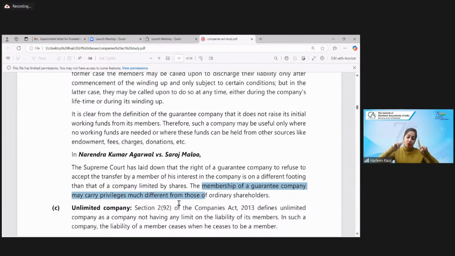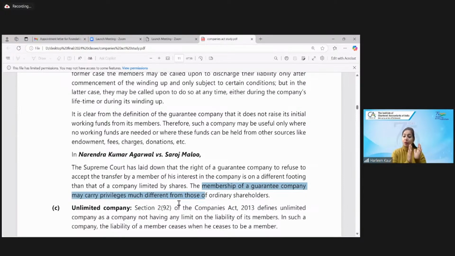Number one, the members will be called only at the time of winding up to pay off the liability. But what is the case of ordinary shareholders? Where the company is limited by shares, they will be asked to pay the liability anytime during the winding up or even during the continuation of the business. Now, let's assume there was a company which is limited by guarantee and limited by shares both. There were three members, A, B, C. It is a company limited by guarantee having share capital, so A, B, C have given the guaranteed amount.